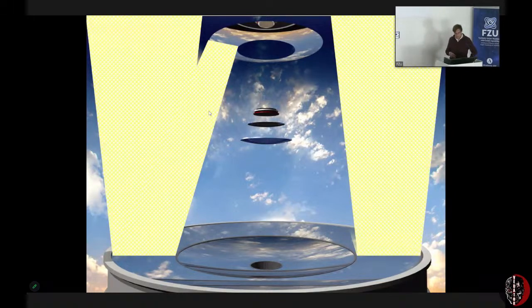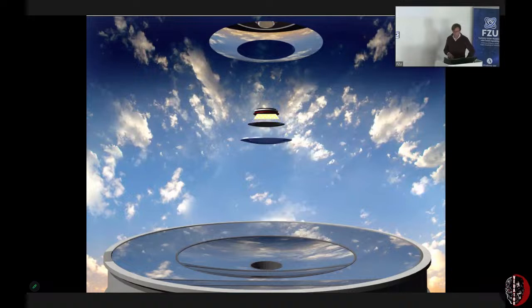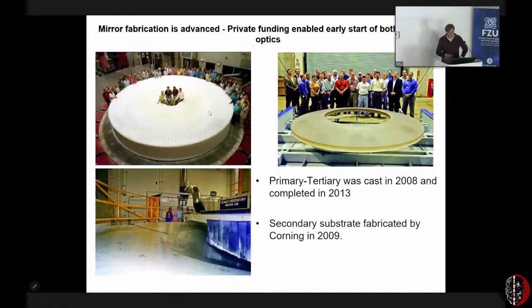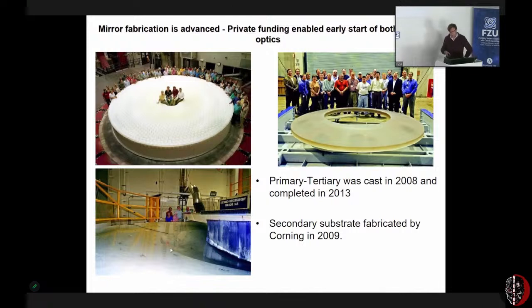So there are 3 mirrors: the primary, secondary, and tertiary mirror, and then the collected light goes through the lenses and into the camera. The camera is not shown here. So those are some early photographs, and actually there was an early start for the mirror. The mirror production is very slow, takes a few years, and that actually was funded by private investors. So you see the beginning of the mirror production in the photograph here.